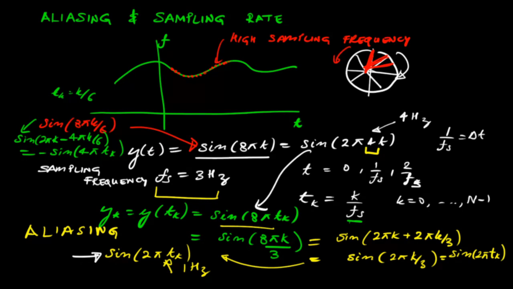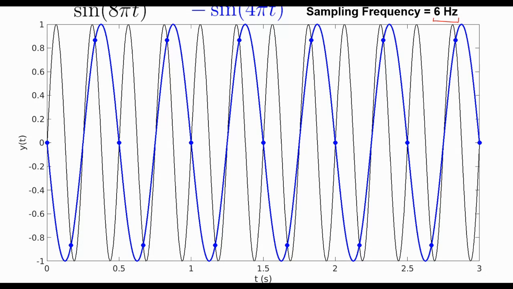minus sine of 4 pi tk. That means instead of having the true frequency of 4 Hz, what we see is that our signal, sampled with a sampling frequency of 6 Hz, appears to be a sinusoidal signal with a frequency of 2 Hz, and that is shown in this plot over here.